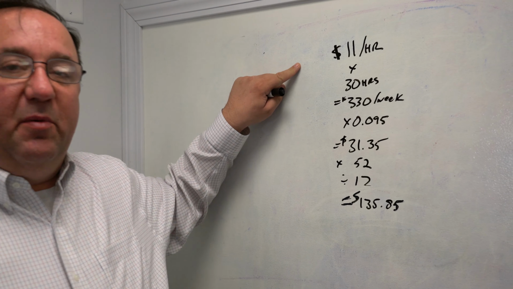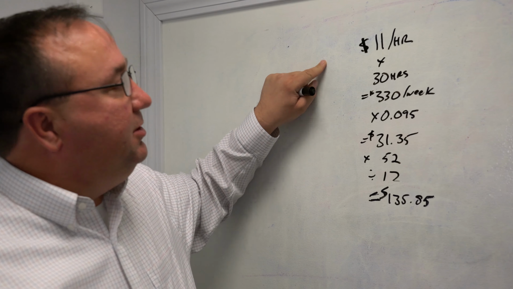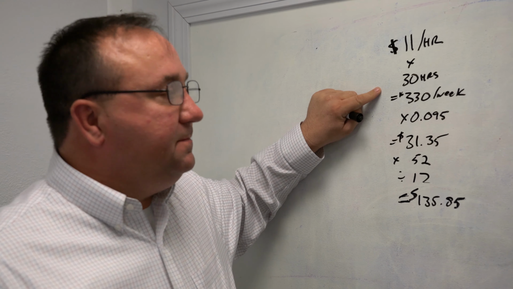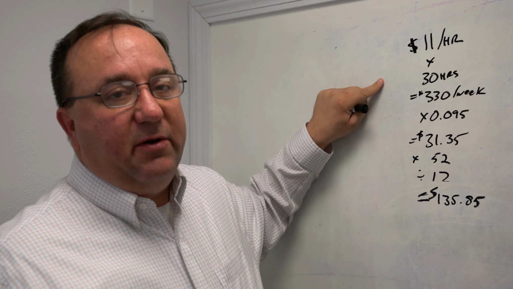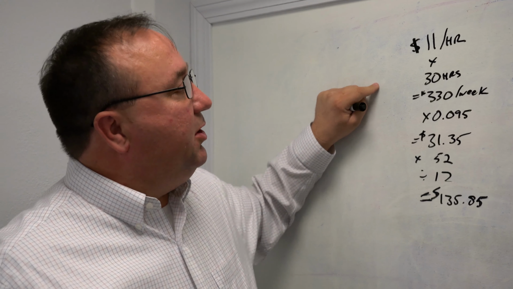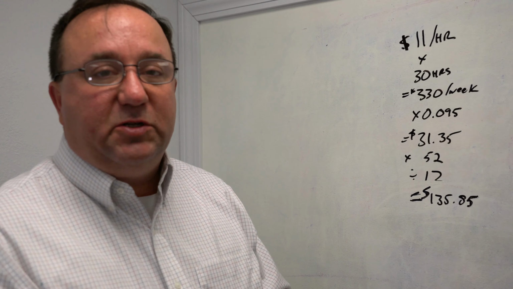We're going to take last year's minimum wage of $11 an hour. So let's say you hire somebody and you offer them minimum wage and they're working 30 hours per week. We can't require any more hours. The ACA requires 30 hours. So for this calculation, I'm only going to use 30. 11 times 30, that means the employee is making $330 per week.